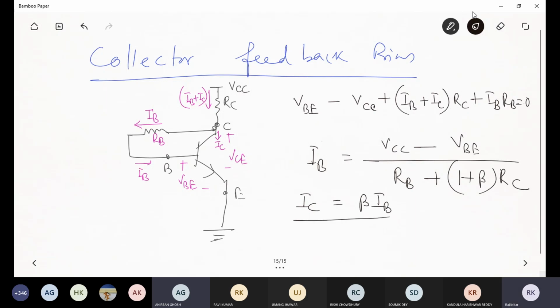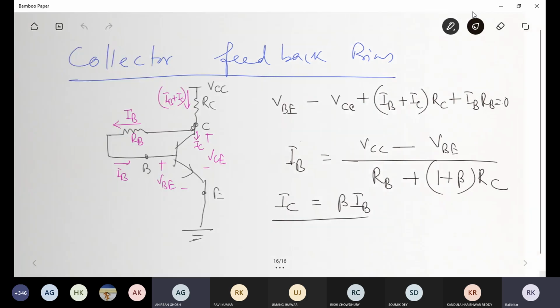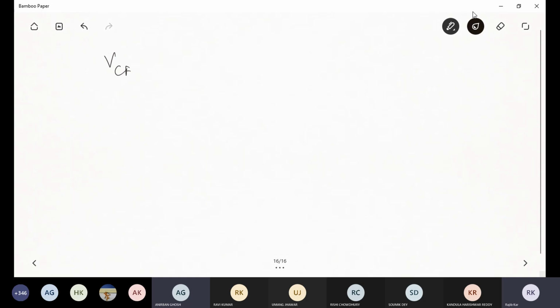Now to find VCE, you have to take the output loop. The output loop will have VCC, then RC, then VCE, and there is no resistor at the emitter terminal, so IE will be equal to 0. So writing the output loop, VCE minus VCC plus IC plus IB into RC equals 0. From here you can find the value of VCE.